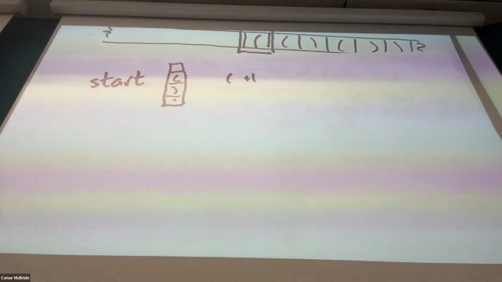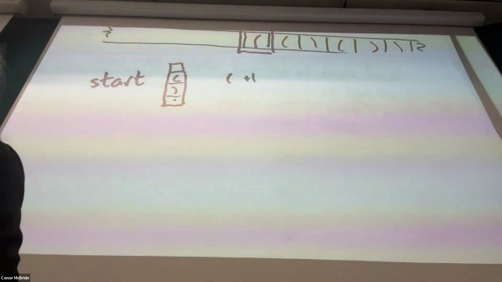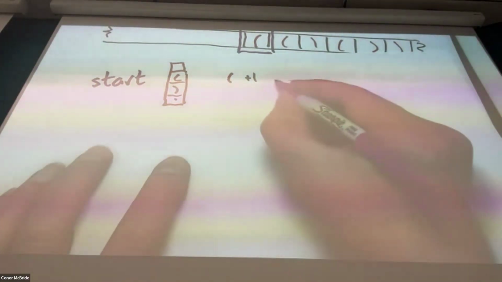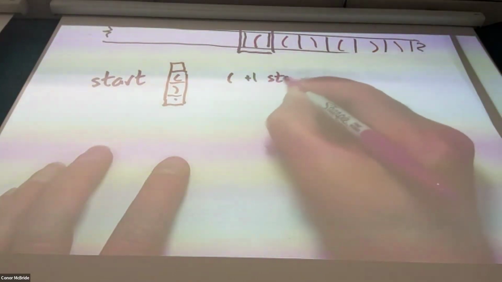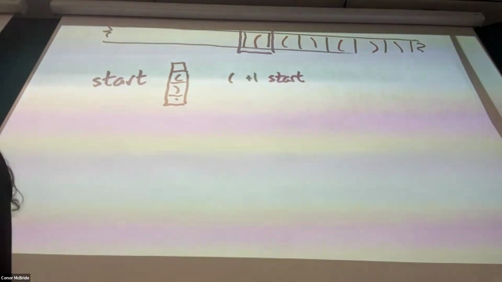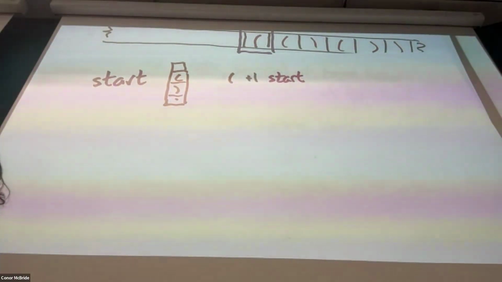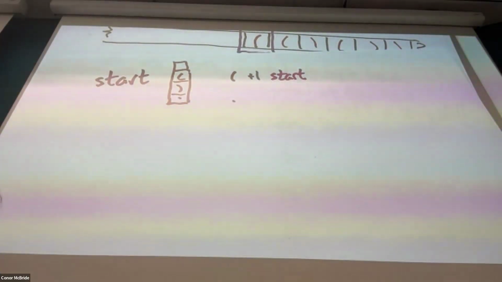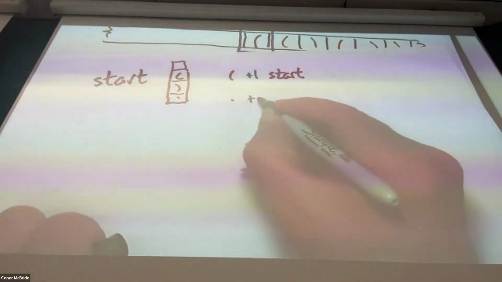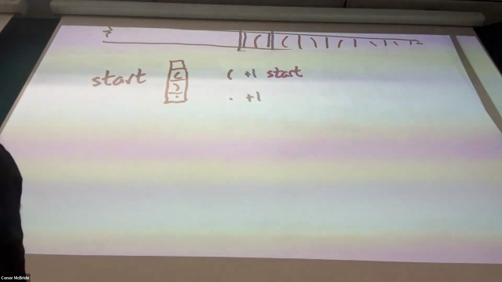And we want to stay in the same mode. We're still searching for a closing parenthesis. So that's start. Chose the wrong shade of pink. Never mind. And likewise for the dot, we're going to leave a dot. We're going to go right. And we're still searching.